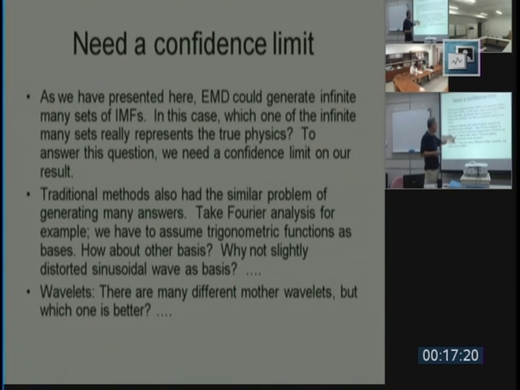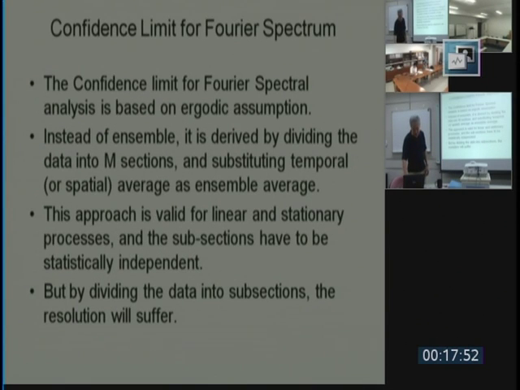Wavelet is the same thing. How do we know the wavelet you select is really good? And what if I change another wavelet? Then I will get another answer. So different wavelets will give you different answers. It means the answer you got depends upon the tool you use. So it's not physics, it's mathematics. Here we claim that we represent physics. Then how do you know that the physics you represent is good? So we have to establish this limit.